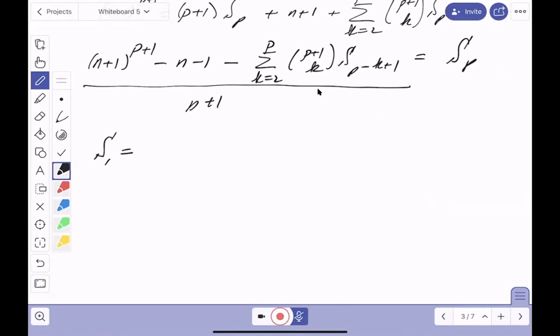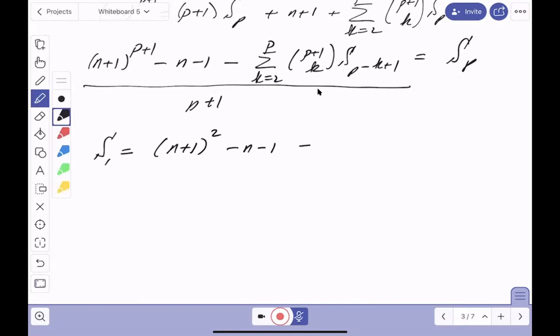All right, so what's that going to be? N plus 1, well, P is 1, right? So it's going to be 2 minus n minus 1 minus, let's see if we can do that. Well, you know what? We can't. And I'll tell you why we can't. Because we can't do that second sum. We can't start there. We need to know what S1 is. So let's write that down. I need to know what S1 is to start this.